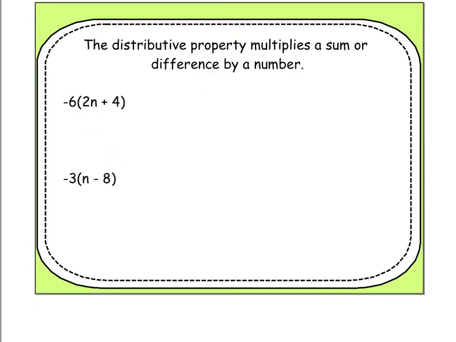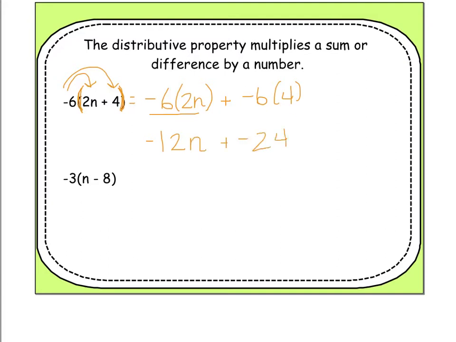Looking at the next one, we want to see who is outside the party that wants to get in. The number that is outside of the party, or the house, is the -6. So in order to get in, the -6 has to first shake hands with the 2n, and then the -6 has to shake hands with the 4. And remember, these parentheses that I have here mean multiplication. So -6 times 2n gives us -12n, and -6 times 4 gives us -24. This is our final solution because we cannot add n's to not n's. There's nothing more that we can do.